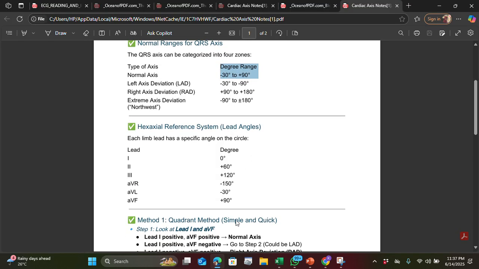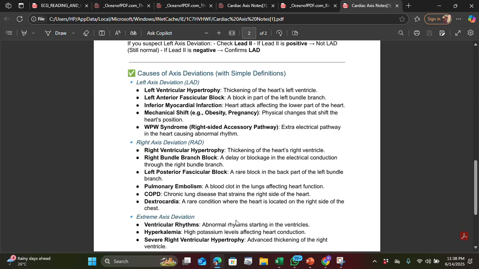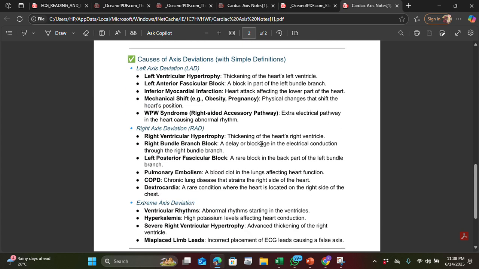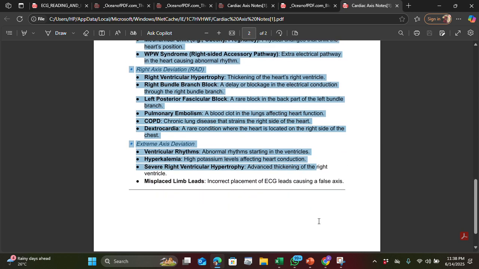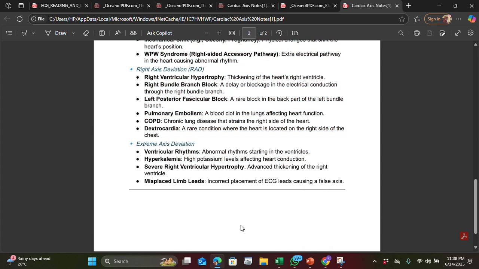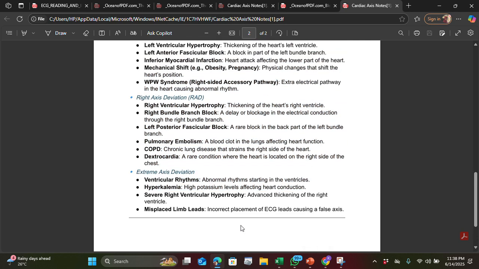And I already explained the second part in the second video, I'm going to upload both of them. And then the causes of these, you just have to learn it. It's not really difficult, but you need to learn because it's going to come out in the test.